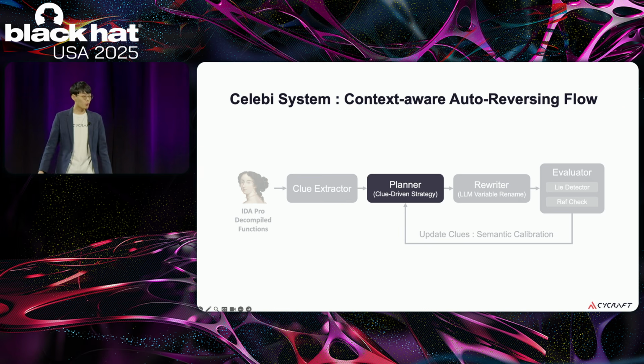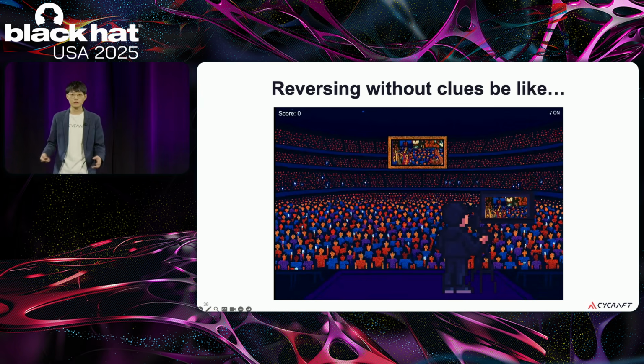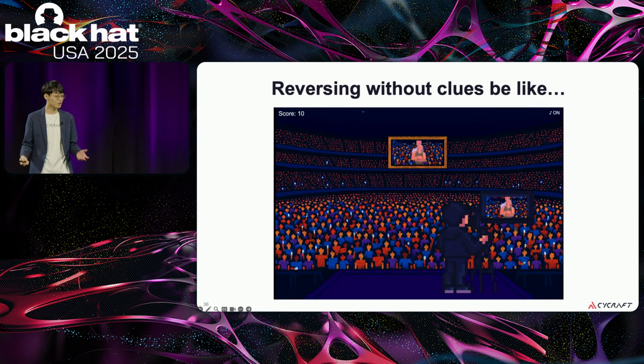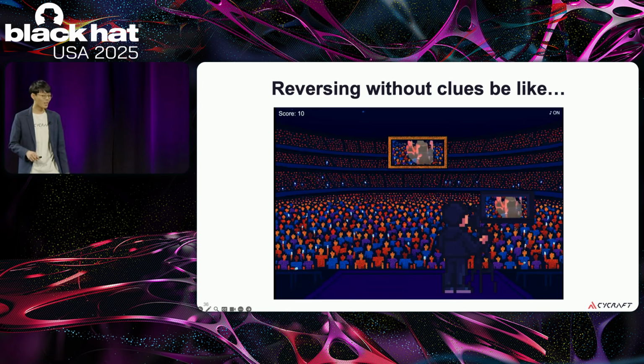OK, so now we have our clues. In the second step, we will see how our planner works. We want to reverse the whole binary, not just a single function. Because this malware has more than 800 functions, we don't know where to start or which function to look at first. If you do this manually, the process is like this: you are poking around the functions to see which one is important. And finally, once you find the important function, it might be hiding from you, not because it is hidden, but because it is obfuscated.